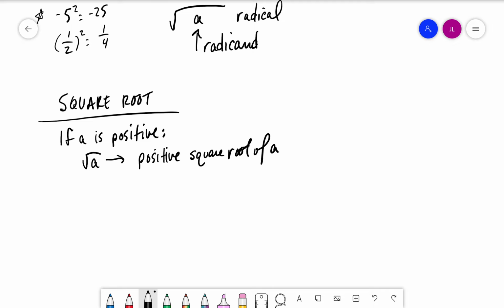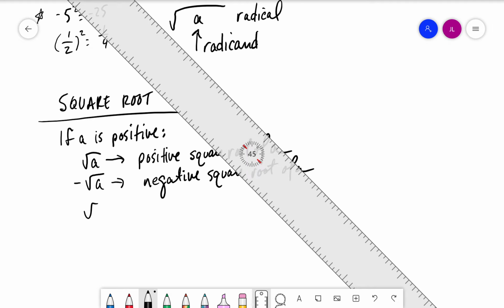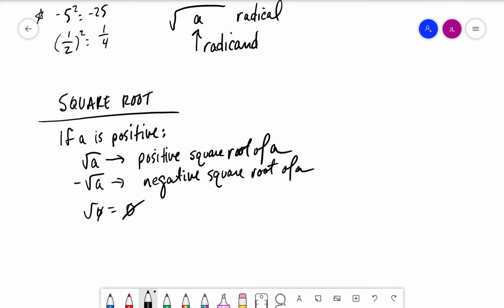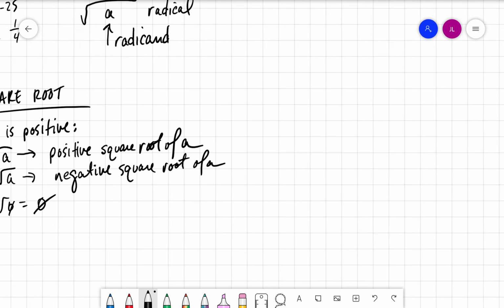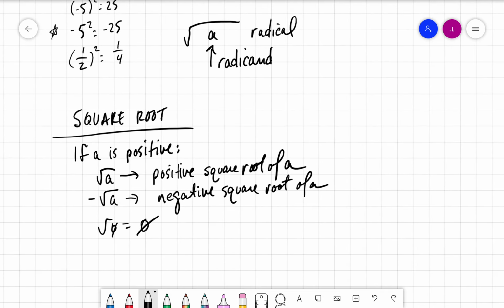Now, the negative square root of A means the negative of the square root of A. And also we should say the square root of 0 is equal to 0. That being said, let's look at a few examples of finding square roots.